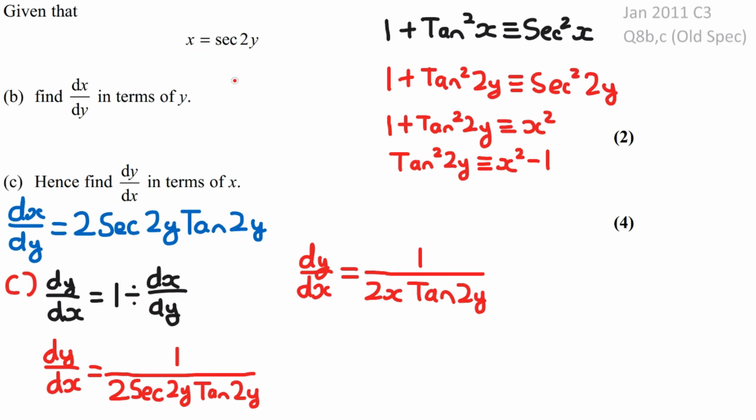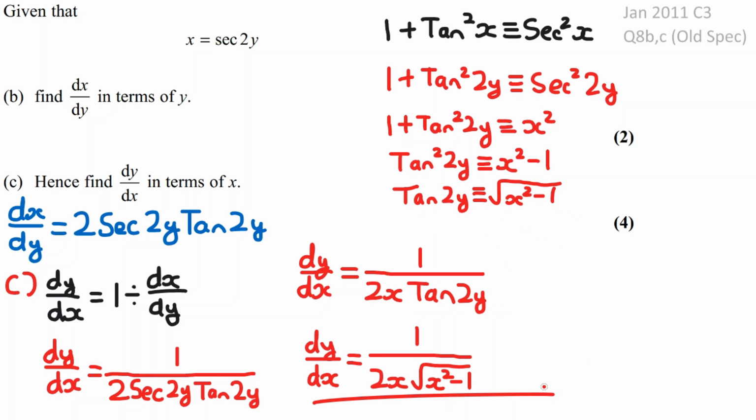Move the 1 onto the other side, so it's tan squared of 2y is equivalent to x squared minus 1. And then take the square root of both sides, so that tan of 2y is equivalent to the square root of x squared minus 1. And then we can just replace this tan of 2y with this square root of x squared minus 1. So dy over dx is written here in terms of x, and this is the final answer.